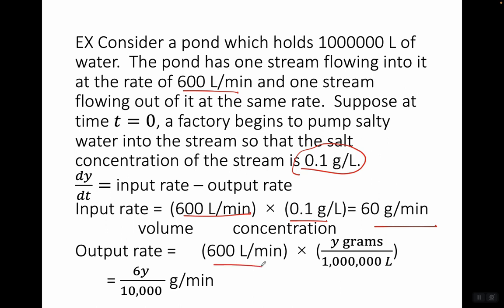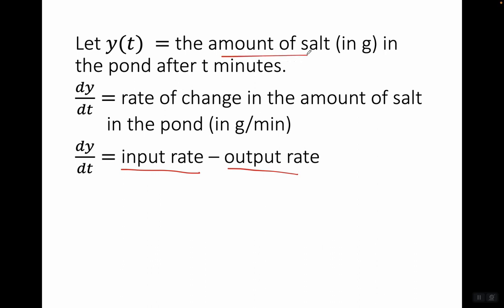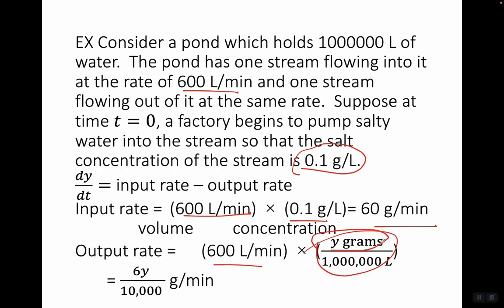Okay, so it's still volume times concentration. The volume of water flowing out of the pond is, again, 600 liters per minute. And here's the concentration of salt in the pond. At any given time, the amount of salt in the pond is y grams. That's how we defined it. Remember? y is the amount of salt in the pond, or the mass of the salt in the pond. When we divide that by the volume of the pond, we get the concentration. So it's y grams per million liters. Multiply those together, and you get an output rate of 6y over 10,000 grams per minute.